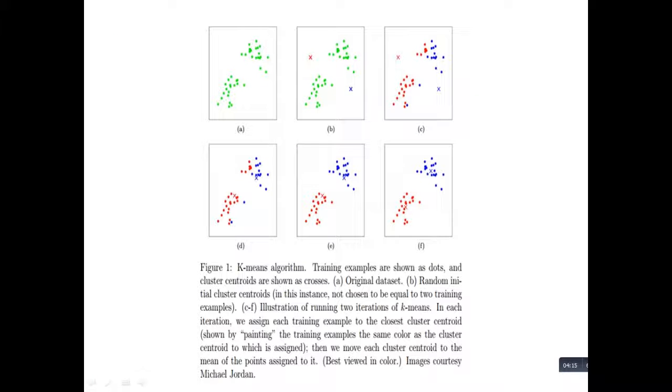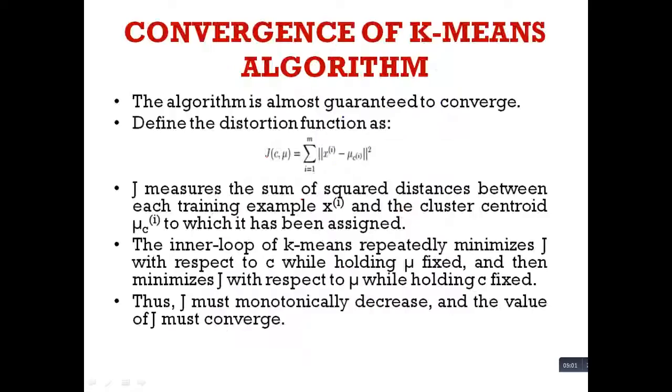In this diagram, A shows the original dataset. In B, random initial cluster centroids are chosen. The next four parts represent successive iterations of the k-means algorithm. Will the k-means algorithm converge? In most cases, it does.